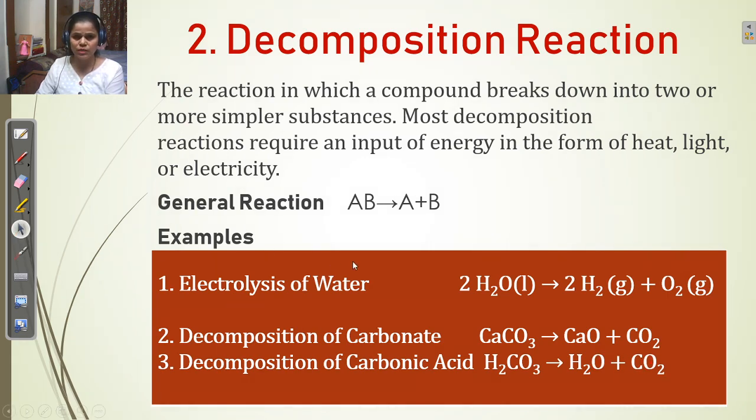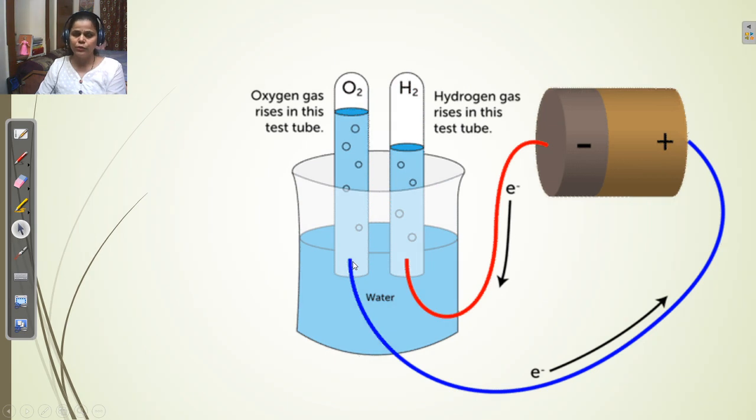Let's see the process of electrolysis. You can see here, this is a beaker with water in it, and the electric supply with the help of a battery. So O2, the oxygen gas, rises in the test tube connected to the plus terminal, and the H2 gas rises into the other test tube connected to the minus terminal.